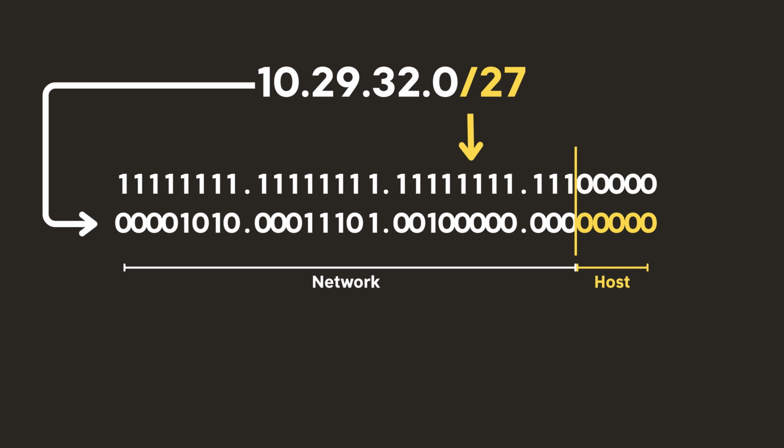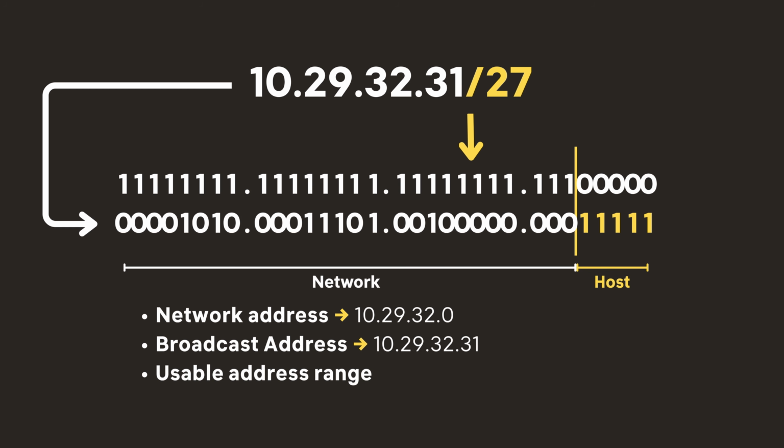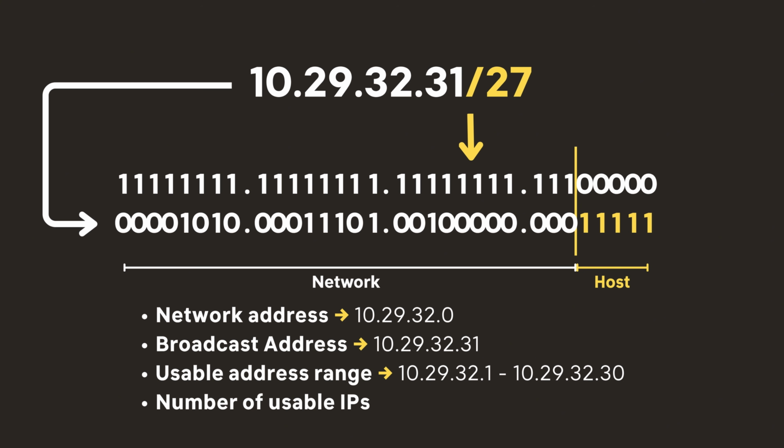When the host part is all zeros, it would be the network address, 10.29.32.0. Usually, you just copy what is provided. When the host part is all ones, it would be the broadcast address. In this case, it's 10.29.32.31. Since you cannot assign broadcast and network address to your devices, everything in between is a usable address, 10.29.32.1 to 10.29.32.30. Therefore, the number of usable IPs for this subnet is 30.